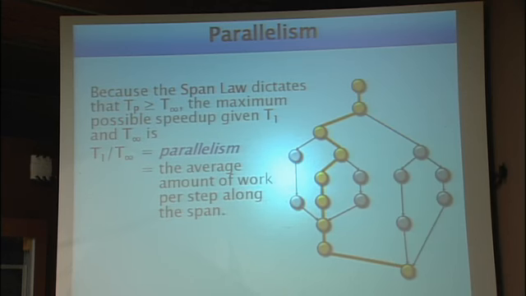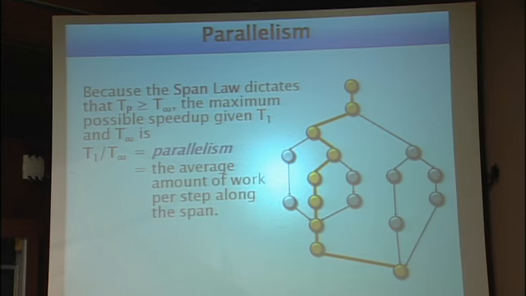Okay, parallelism. We're finally at the point where I can give a quantitative definition of parallelism. The span law says that TP is at least T infinity, the time on P processors is at least the time on an infinite number of processors. So the maximum possible speedup, T1 over TP, given T1 and T infinity, is T1 over T infinity. And we call that the parallelism. It's the maximum amount of speedup we could possibly attain.